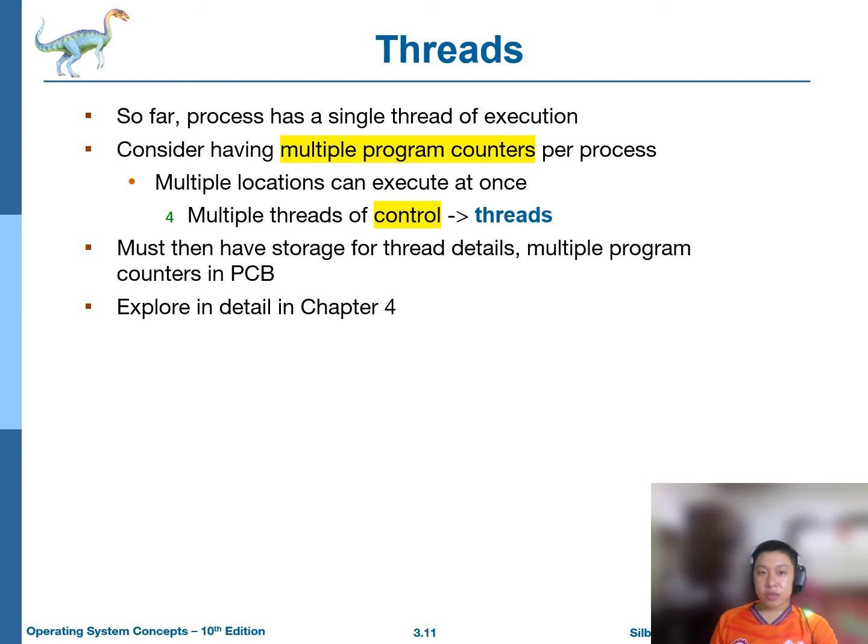Threads. So far, a process has a single thread of execution. Consider having multiple program counters per process, so multiple locations can execute at once, as multiple threads of control. There must then be storage for thread details, such as multiple program counters in the PCB. The details are explained in chapter 4.